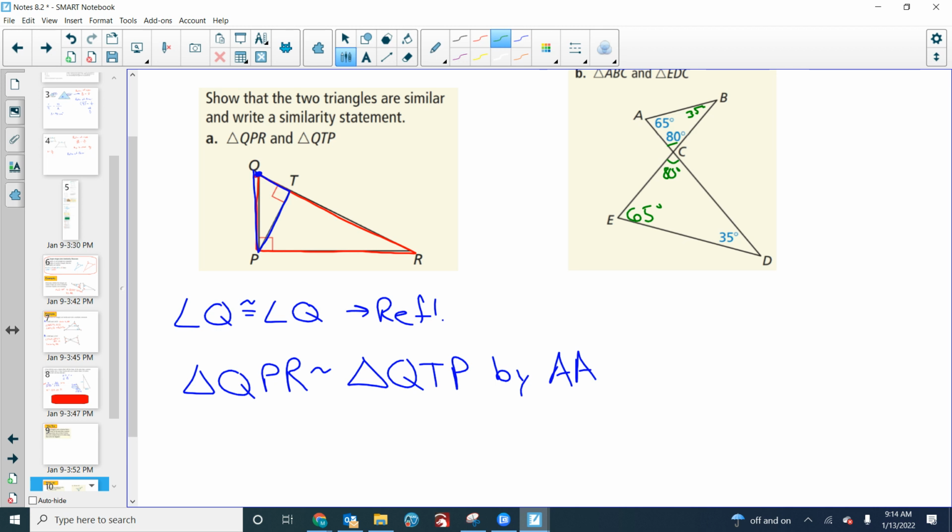How do you find angle E? Do you see vertical angles here? 80 and 35 is 115. This had to be 65 to add up to 180. Oh, I didn't see. It's all right. Similar by angle.